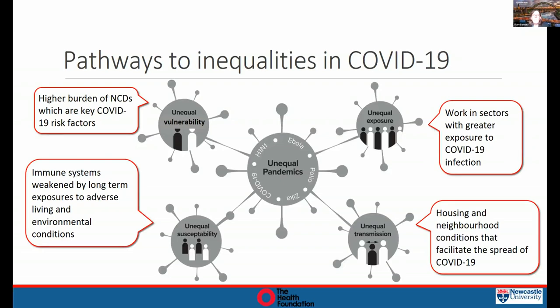The second pathway is around unequal transmission. So this is once we have an infection within the community, we can see that certain housing and neighbourhood conditions, be it urbanity and higher population density, or be it within an individual home that might be smaller, overcrowded, and have less ability to self-isolate if you have a case within the household, all of which is more common, more prevalent amongst more deprived groups.